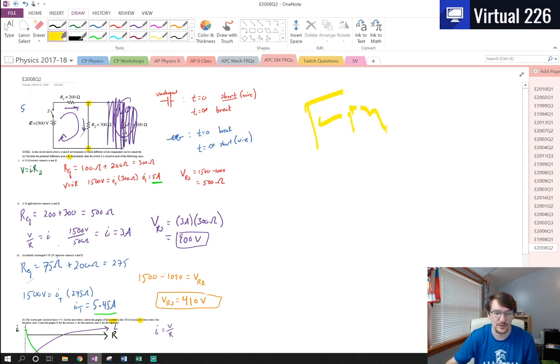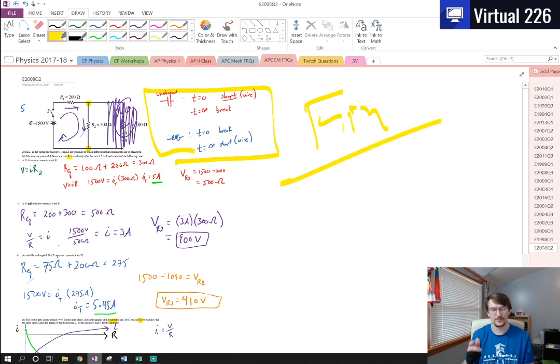Big things to remember were up here regarding inductors and capacitors, but those are just things that we have to know as physicists.